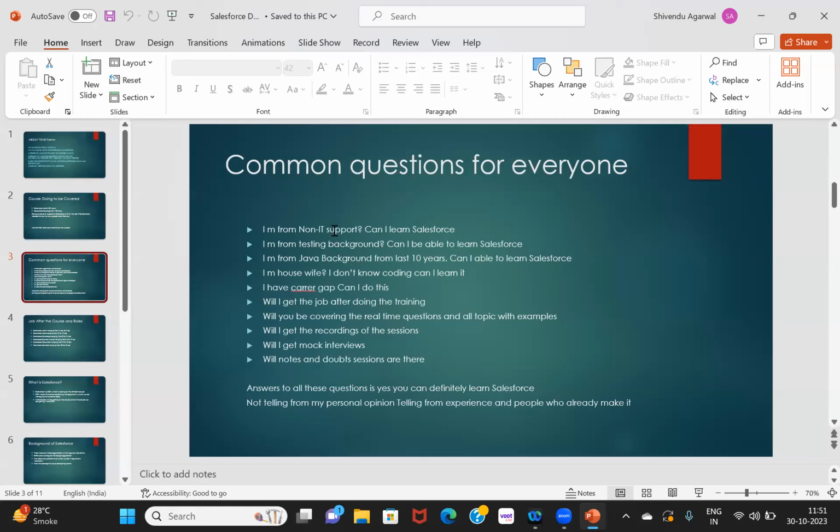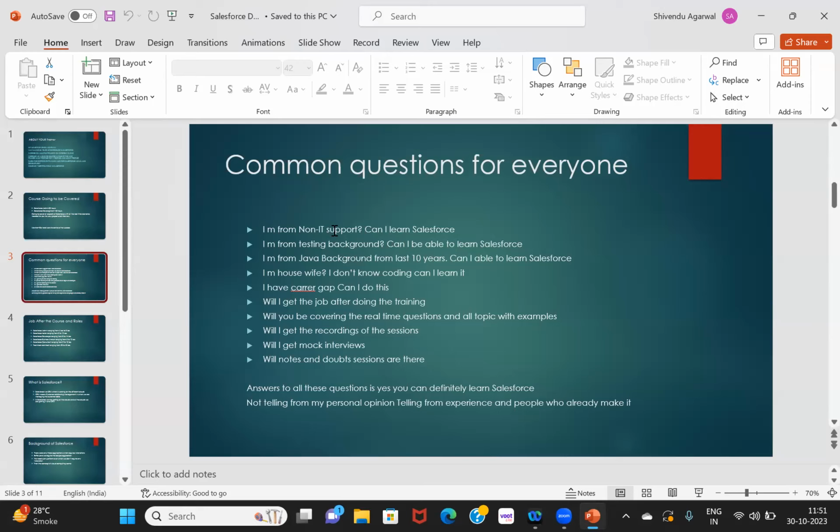Few people are from non-IT support. Can I learn Salesforce? Sir, I am from a support background, I don't do any technical things, so will I be able to learn Salesforce? This question will be in your mind. So definitely, guys, you can learn it.